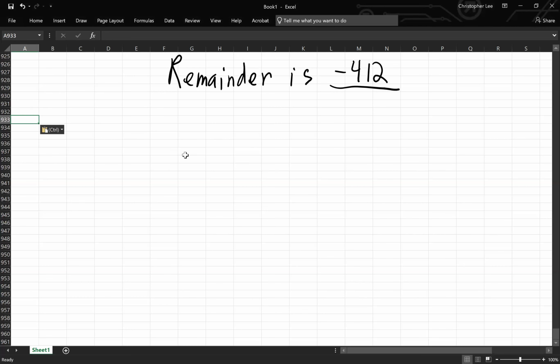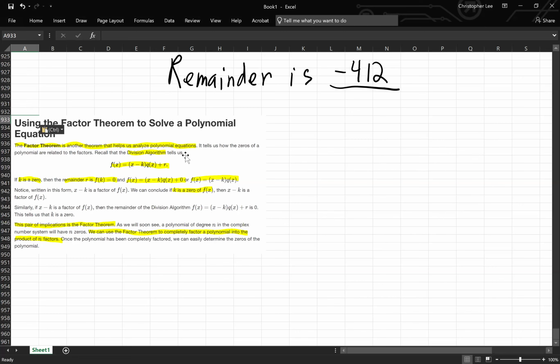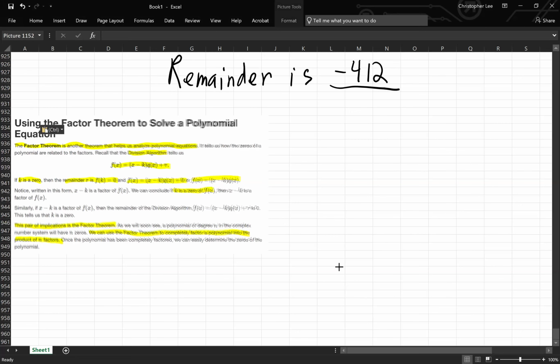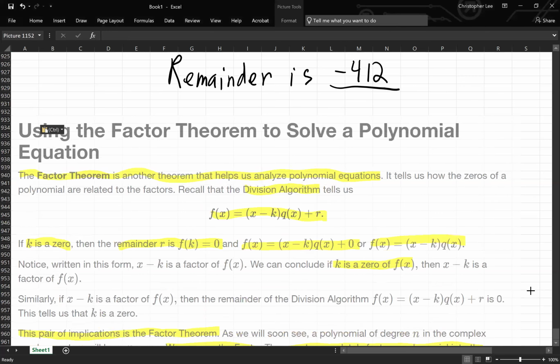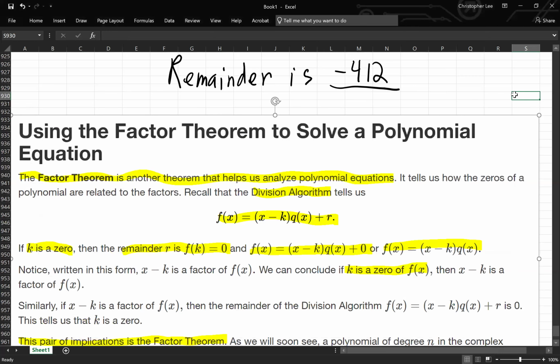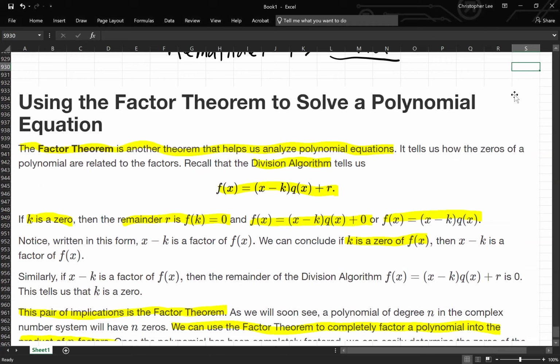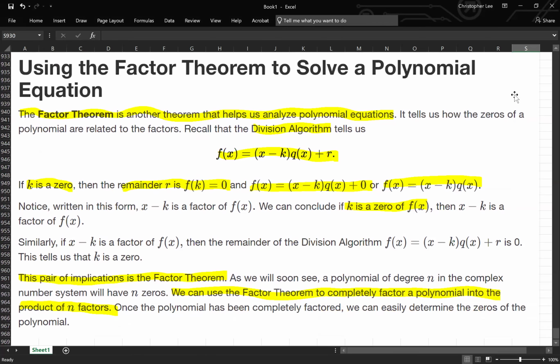So here's what we're going to be doing now. We're going to be using the factor theorem to solve polynomial equations. We're building up to something big today. The factor theorem is another theorem that helps us analyze polynomial equations. It tells us how the zeros of the polynomial are related to the factors.